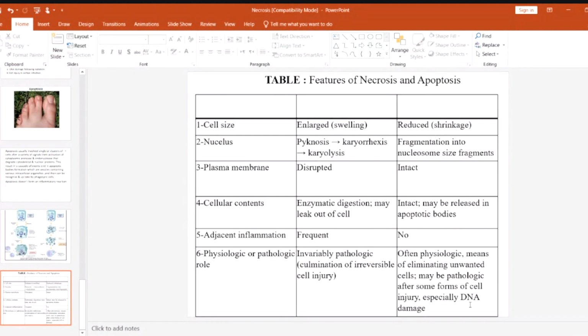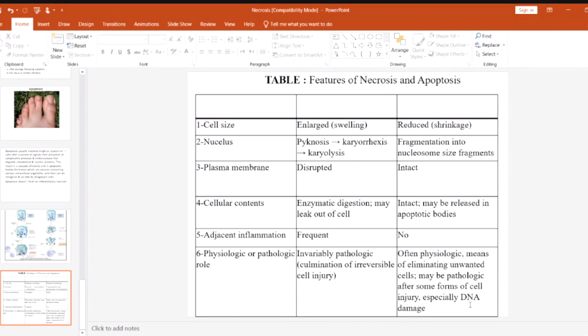Usually necrosis is pathological because it's the end stage of irreversible cell injury, while apoptosis is usually physiological, except in certain situations when, for example, the body starts to get rid of abnormal cells with abnormal DNA. So they stimulate suicide of such cells.